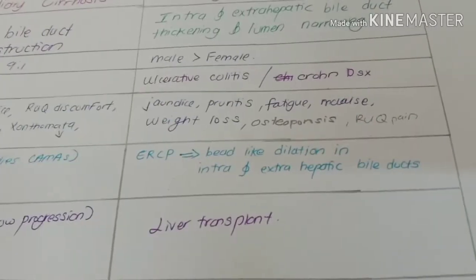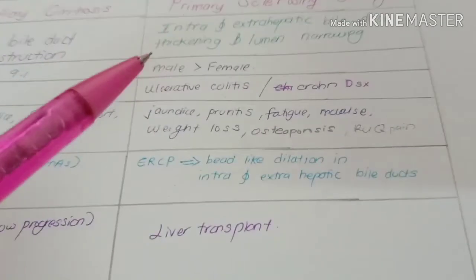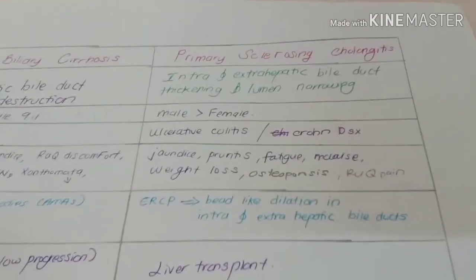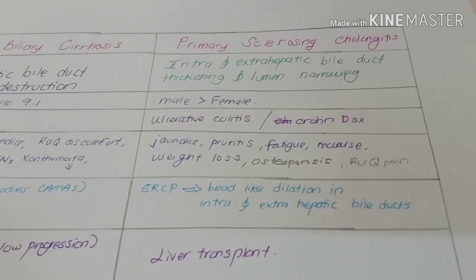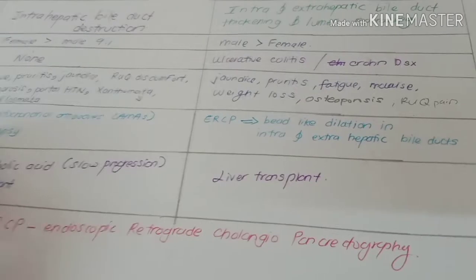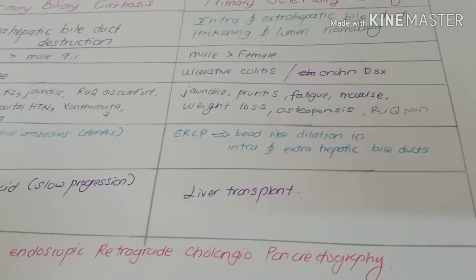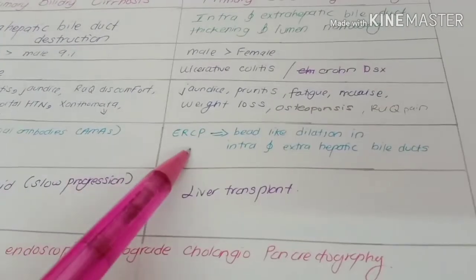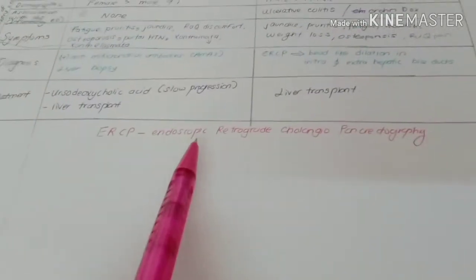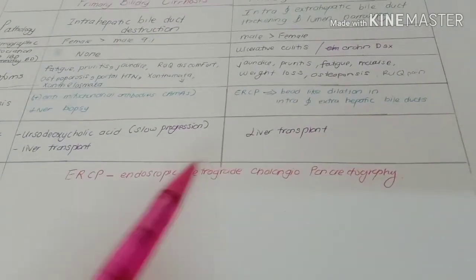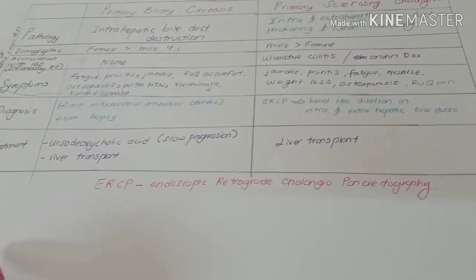For the diagnosis of primary sclerosing cholangitis, there are more techniques that doctors will use, such as liver tests, cholesterol tests, antimitochondrial antibodies and liver biopsy also. But more commonly, they will use ERCP. What is ERCP? ERCP is endoscopic retrograde cholangiopancreatography. Basically this procedure is more commonly used.